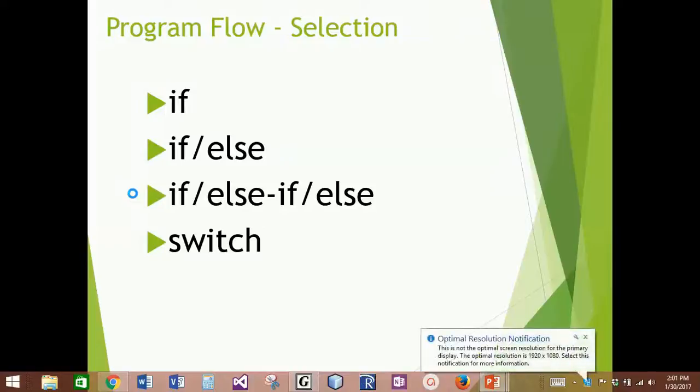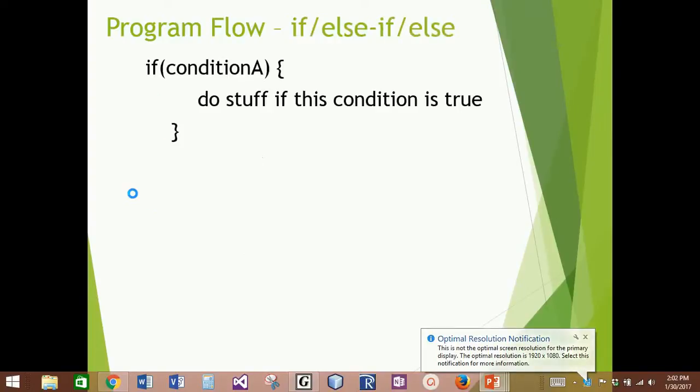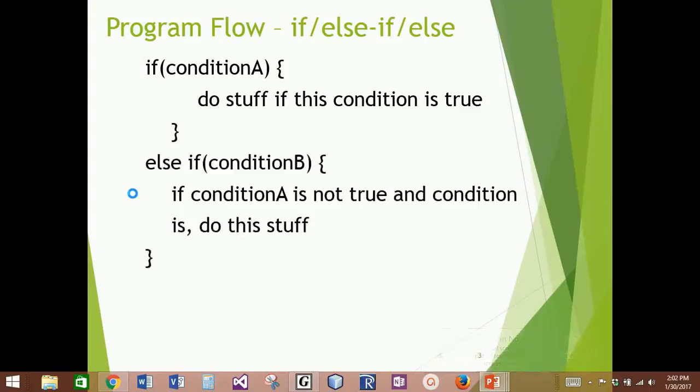This time we're going to talk about the third type of selection: if, else if, else. We're going to expand our if statement to allow us to have multiple buckets. It'll look something like this. The if has a condition on it with a bucket, and if that condition is true, we execute that.